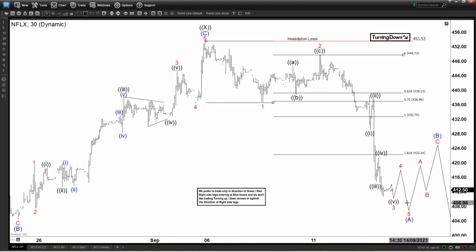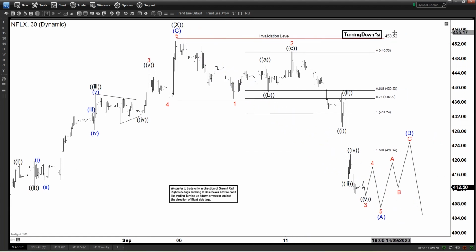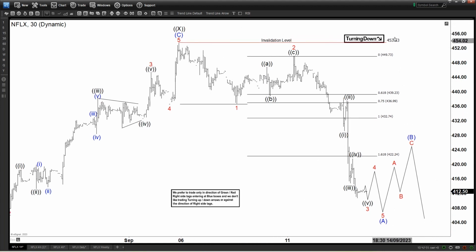we are looking for a bit more downside here with the 4 and a 5 to come before we finish the 5 waves down from here, and that should finish with E. From there we should be getting this rally, and as long as we stay below 453 we should then extend lower again. So the bias here is to the downside, and we'll continue to look for the downside as long as it stays below 453 right here.